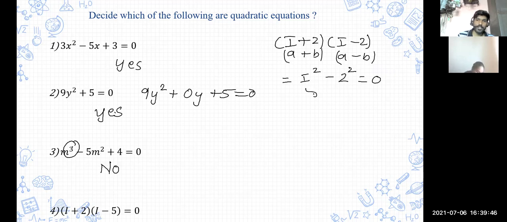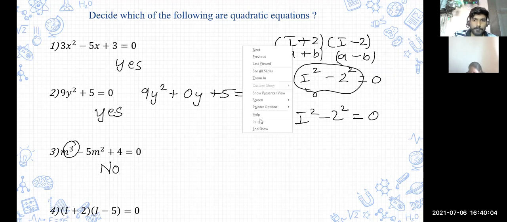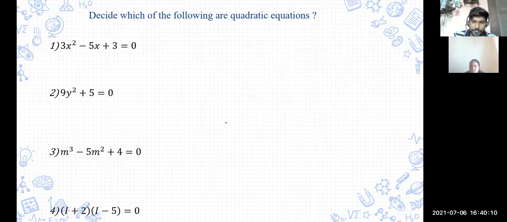But before that, tell me this. Is this a quadratic equation or not? I square minus 2 square. No. Why? Because then the 2 and 2 will get added, right? The degrees will get added, right?